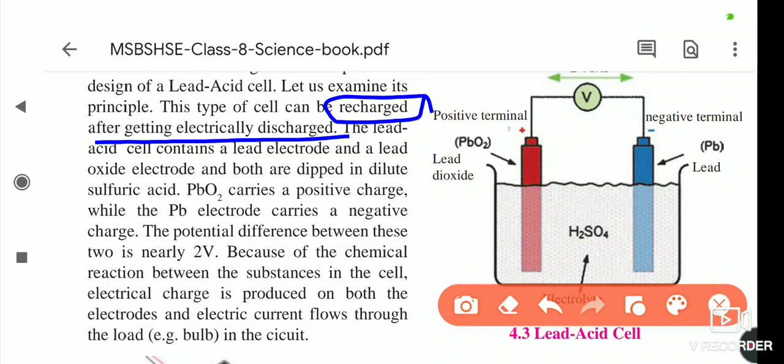The lead acid cell contains a lead electrode and a lead oxide electrode. If you see, this is the lead electrode, Pb for lead, and here that red color is PbO2, lead dioxide. So this is lead and this is lead dioxide. The lead acid cell contains a lead electrode and a lead dioxide electrode, these two in the above figure.